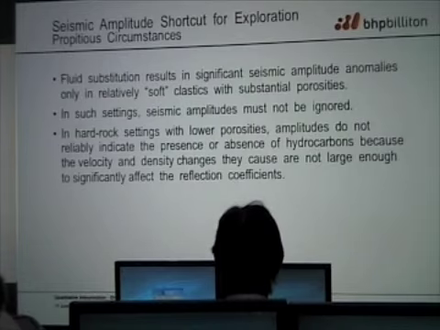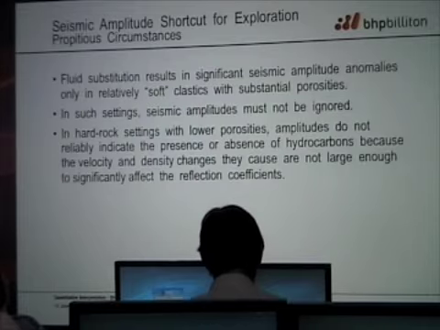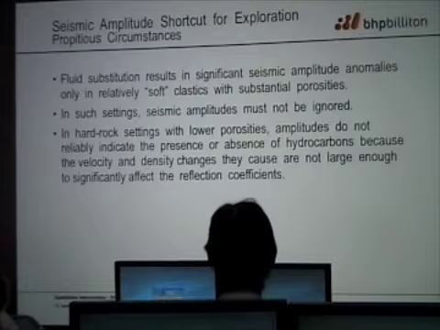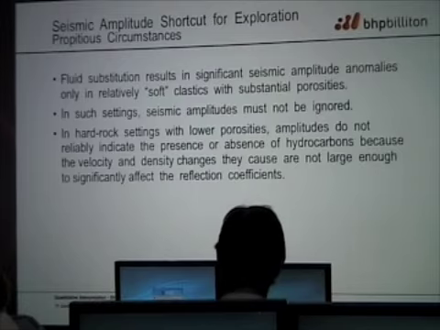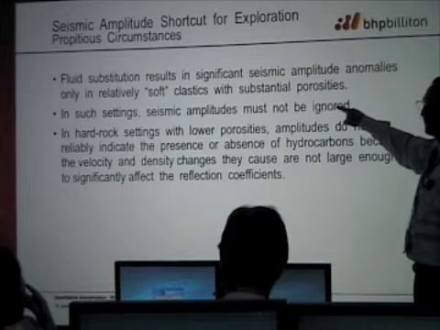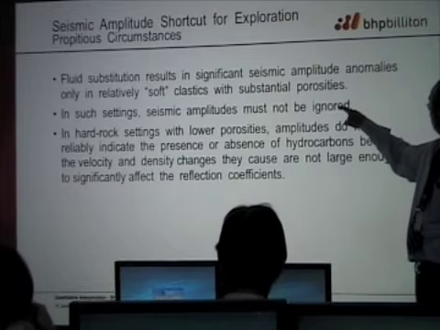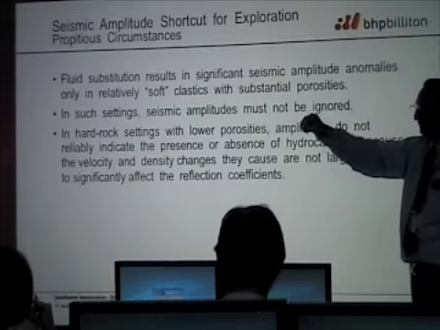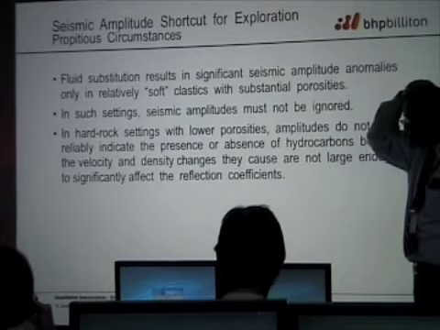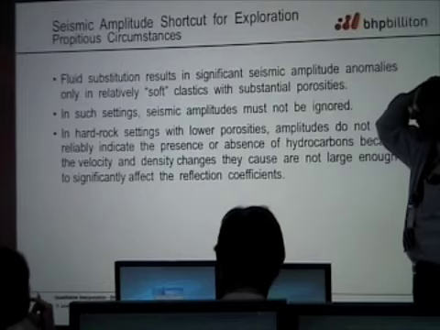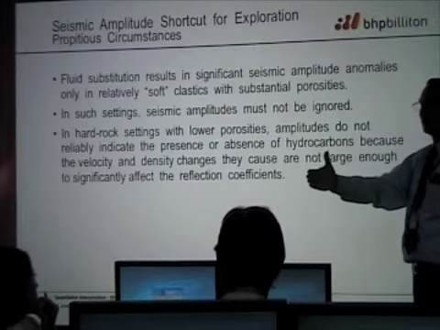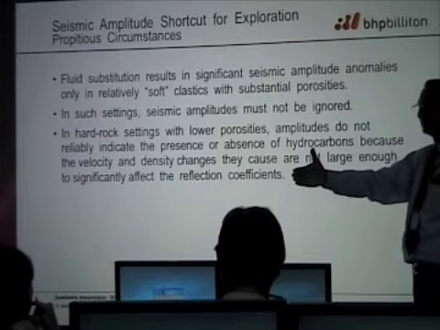There it is. Propitious circumstances. Fluid substitution results in significant seismic amplitude anomalies only in relatively soft clastics with substantial porosities. In such settings, and this is very important, seismic amplitudes must not be ignored. If you do your trend curves on your logs and you say, holy moly, I've got 8,000 foot per second rocks down here with 28% porosities.